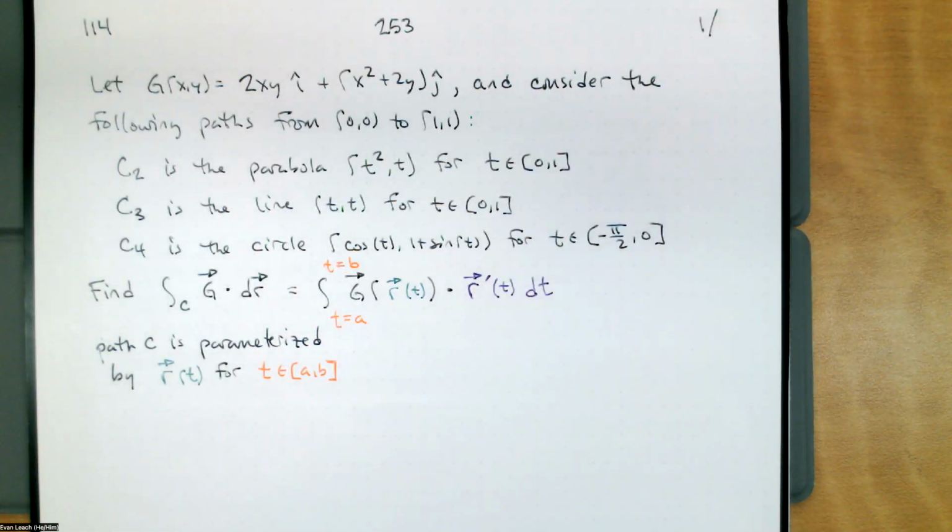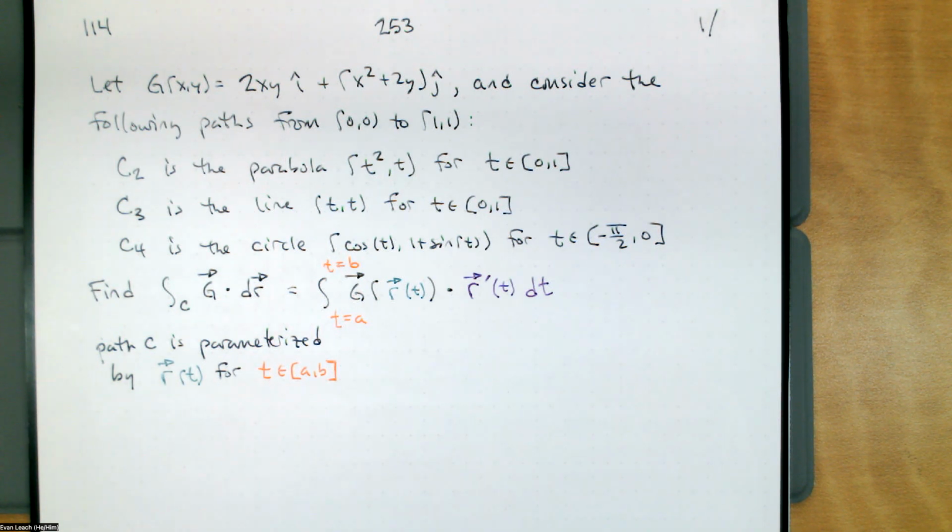Today we want to calculate some more line integrals. We have a new vector field, we'll call it G, and it's going to be 2xy i hat plus x squared plus 2y times j hat. I think this is going to do what I want it to do. x squared y. That should work.